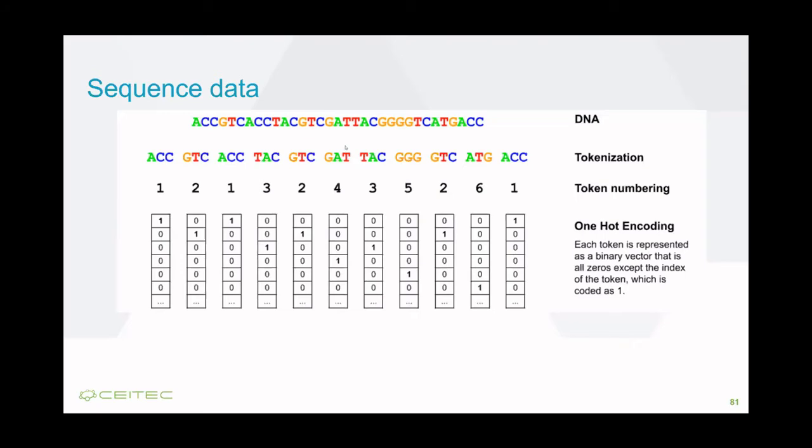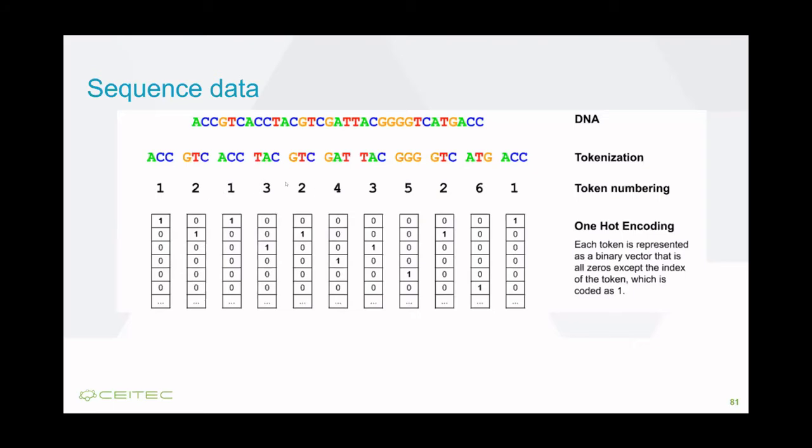Then once we tokenize the sequence, we need to assign a number to each of these tokens. So what we do is look at all the tokens we have and number them. It really doesn't matter in what order. What matters is that each different token has a different number. And since deep learning models are doing algebra, it doesn't make sense to have two different tokens with numbers close to each other, closer than some other two.